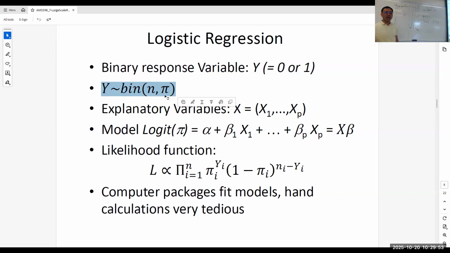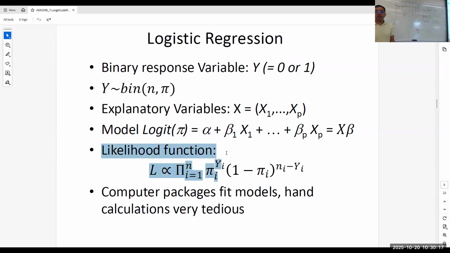Pi, this is the yi equal to pi, right? You have some explanatory variables x1 to xp, so your model is going to be logit pi equal to this linear combination of your x. Now to solve for this pi, as a function, what we do is we construct the so-called likelihood function.